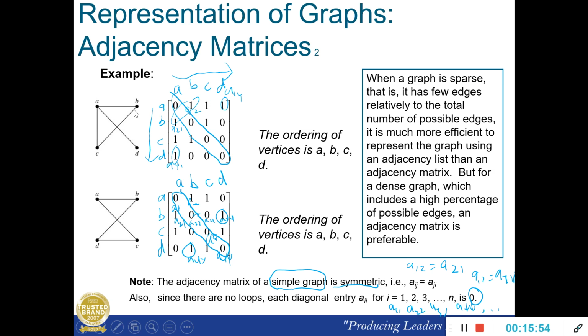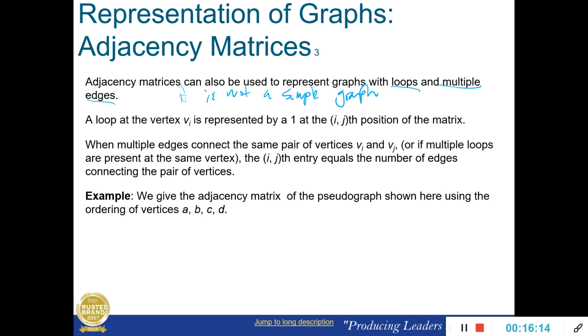So by looking at the matrix itself, you can determine whether this is a simple graph or not. By looking at the matrix, these are the rules. Symmetric: Aij is equal to Aji, and each diagonal entry Aii or Ajj is 0. So when you have loops and multiple edges, it is not a simple graph. A loop at the vertex Vi is represented by a 1 at the ij position of the matrix.